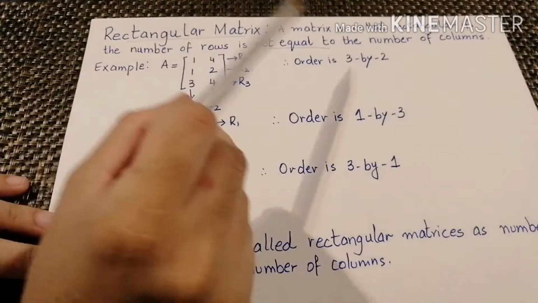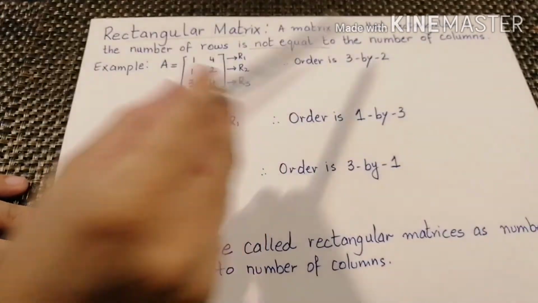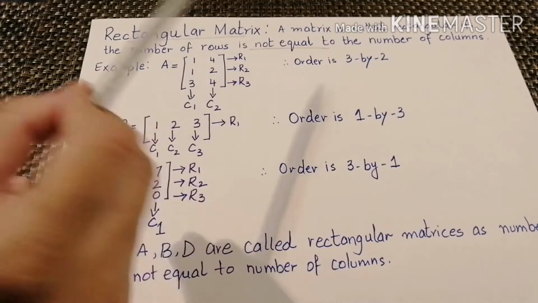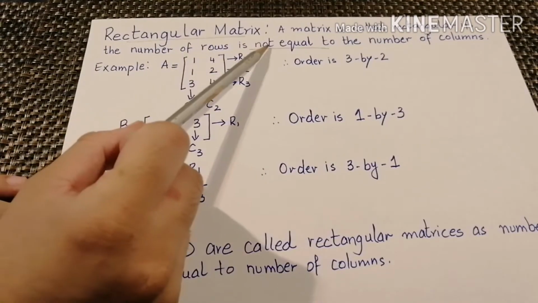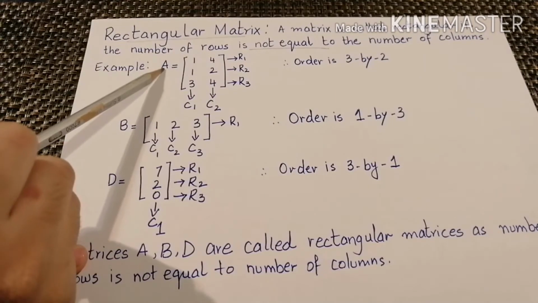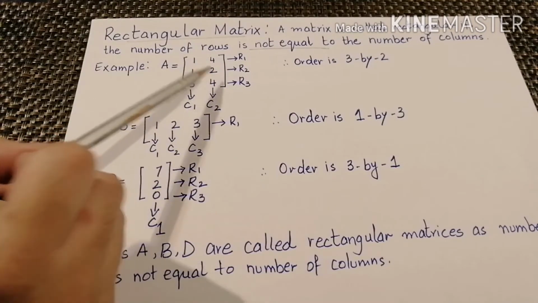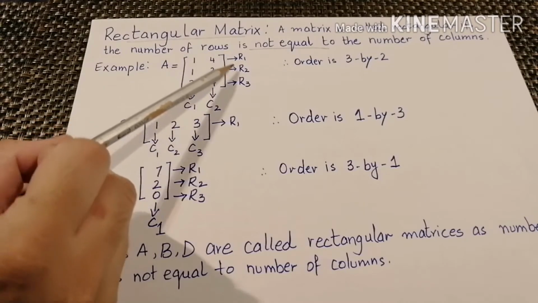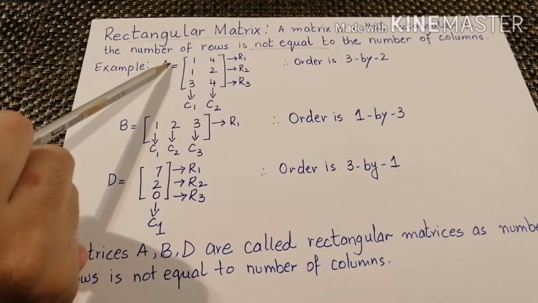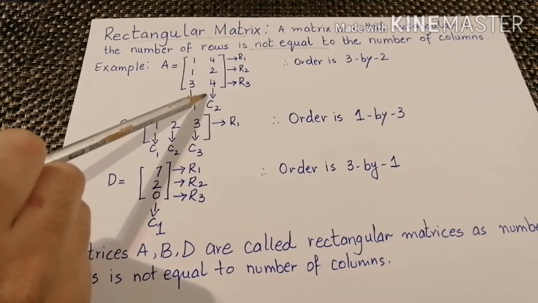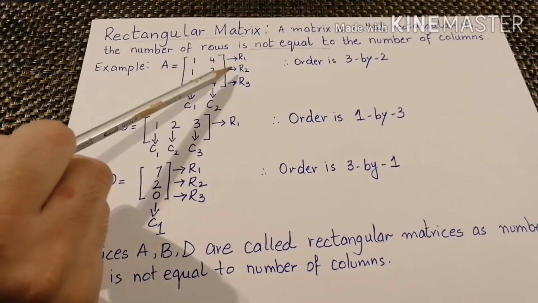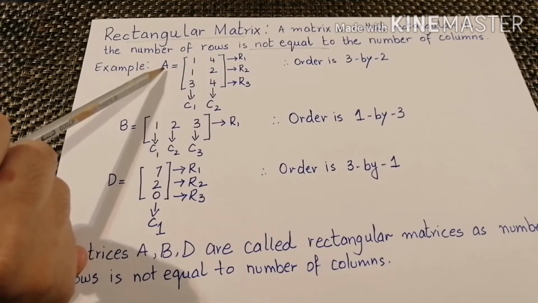Rectangular matrix. A matrix is called rectangular if the number of rows is not equal to the number of columns. Here the key point is that the number of rows is not equal to the number of columns. For example, matrix A is [1, 4, 1; 2, 3, 4]. Here you can see that there are 3 rows but 2 columns. The order of this matrix is 3 by 2. So the rows are not equal to columns. So the matrix A is a rectangular matrix.